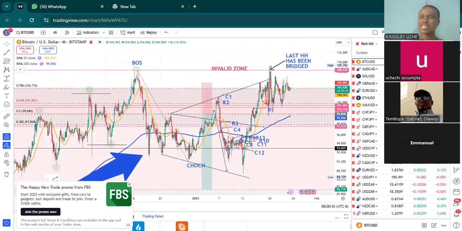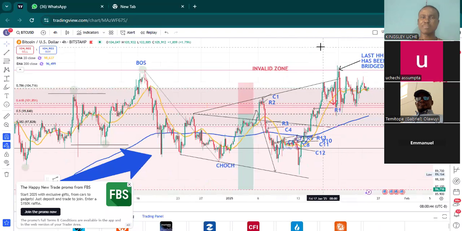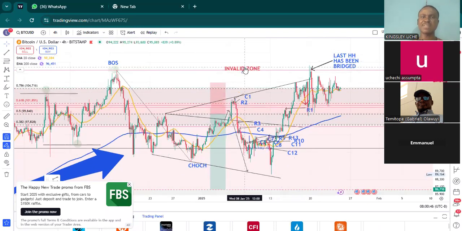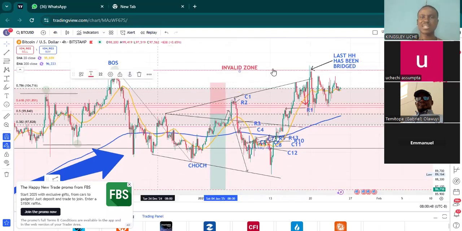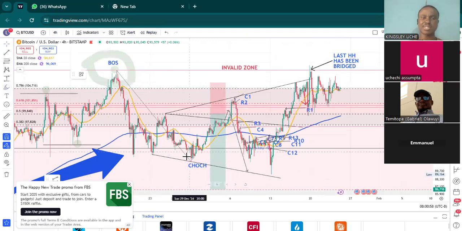Okay. Now this is the Bitcoin pair. You can see I have an invalid zone where there's a line there, right? And you can see our breakout structure is at this level. And we can see the market came down to give us a change of character, right?